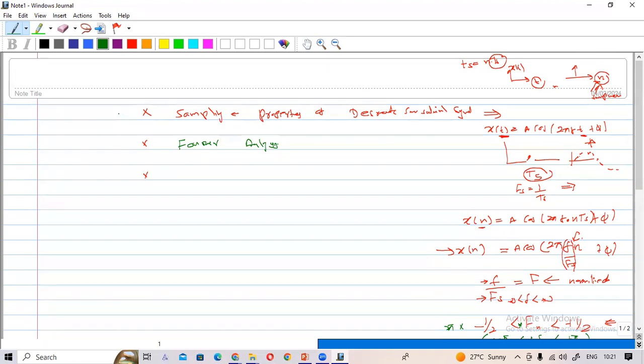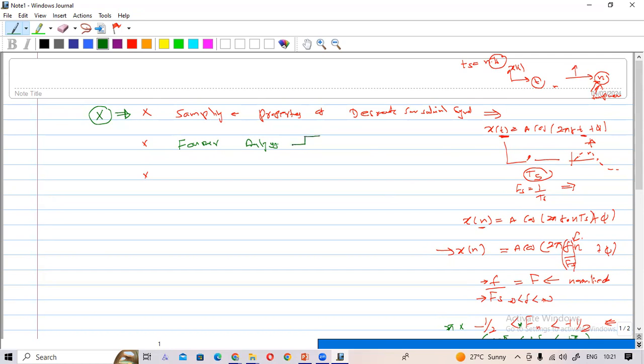The sampling part will most probably not come to your final exam, okay? But this concept you should remember, because sometimes you have to apply it for questions. So you need to remember those things also. But Fourier analysis will come to your exam, definitely.